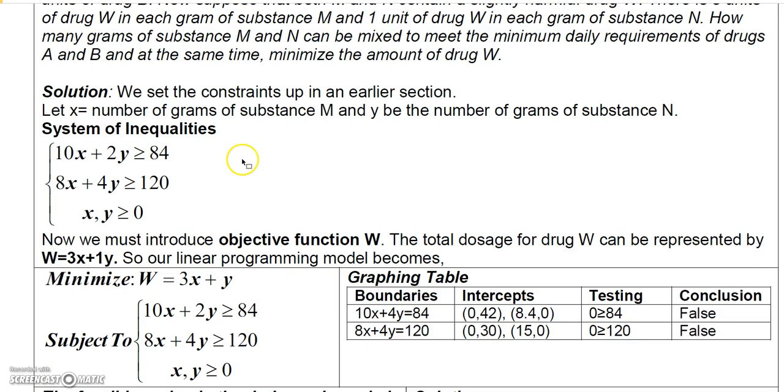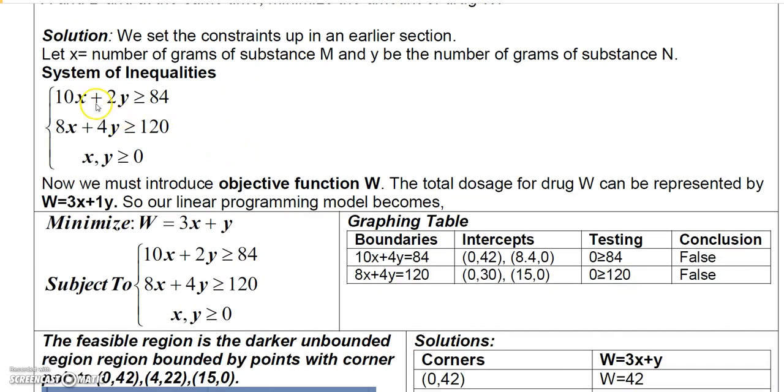So we set up the constraints earlier, and if you need to, go back and look at that video. We came up with 10x plus 2y must be greater than or equal to 84, and that satisfied the drug A requirements, and 8x plus 4y must be greater than or equal to 120, and that satisfied the drug B requirements, and of course x and y had to be non-negative.